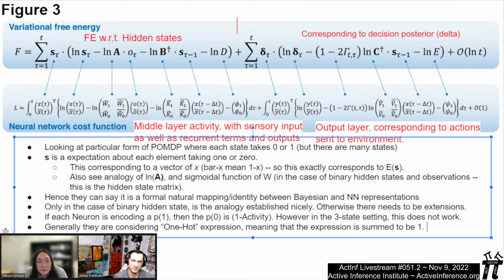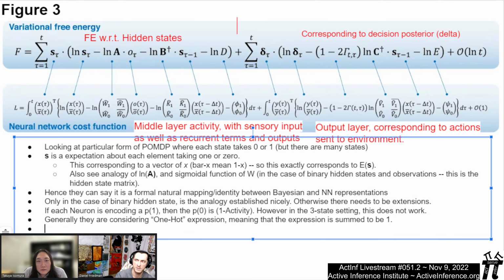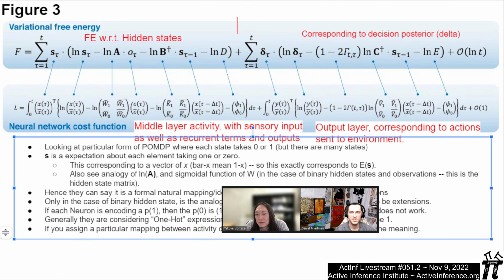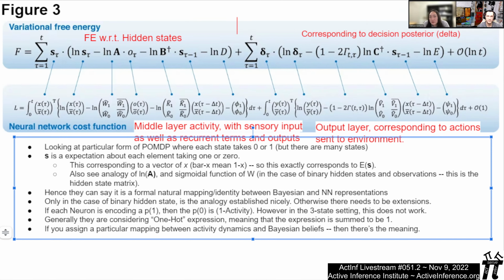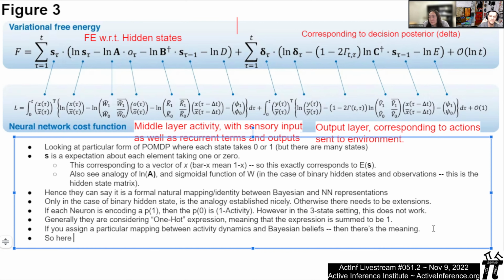I see. So if you assign a particular mapping, then its meaning is also determined. In this case, we assign that neural activity corresponds to the posterior expectation about an element of hidden state taking 1. So once we define this mapping, higher neural activity indicates a higher probability of taking 1. So neural activity is the probability.